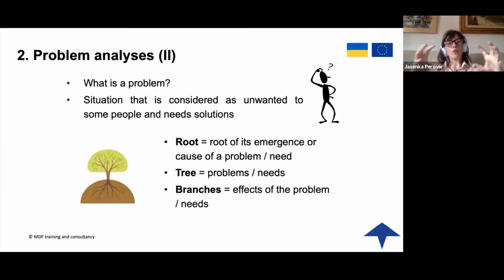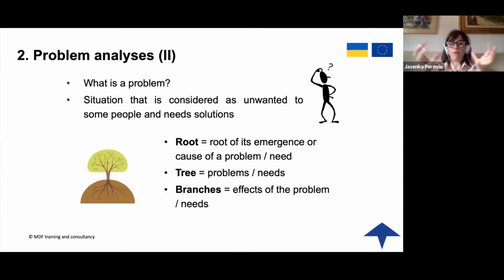So usually you can do it again either on the wall or on the flip chart paper, but you put on one post-it one problem and try to think of what is the cause-effect analysis of the different problems you identify, with your co-teams, co-applicants, and so on, jointly as a team. So you start with what is the problem, a situation that is considered as unwanted to some people and needs.